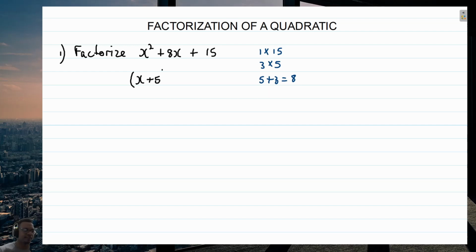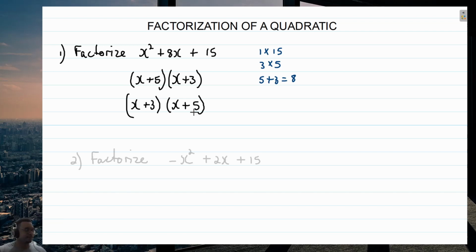Positive 5 and x positive 3. Now it doesn't matter whether I write the positive 3 first and then the positive 5. I could write positive 3 first and then the positive 5. Both mean the same thing because multiplication is commutative, so it doesn't matter if you say 5 by 3 or 3 by 5, it's still the same answer.